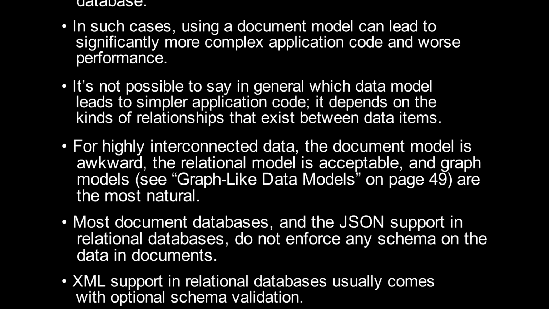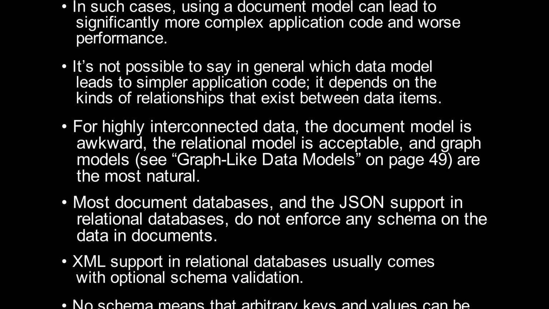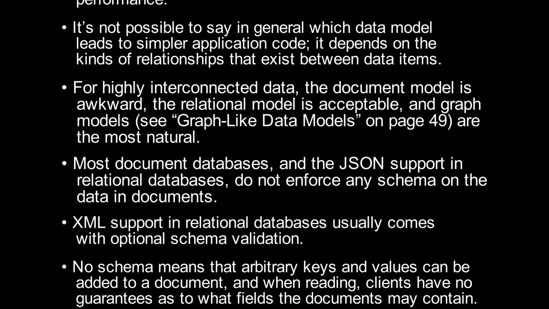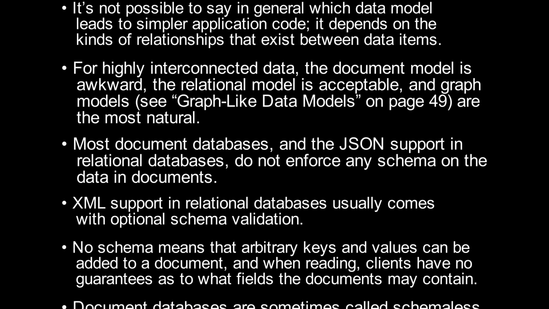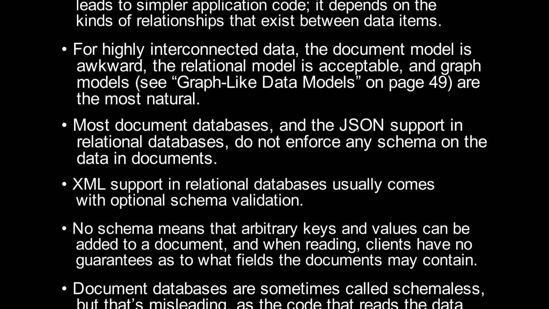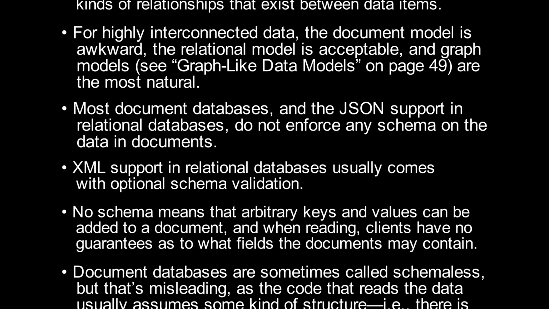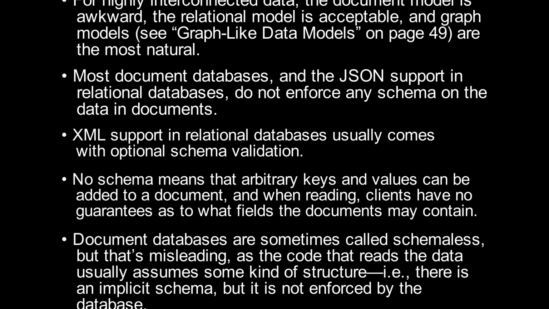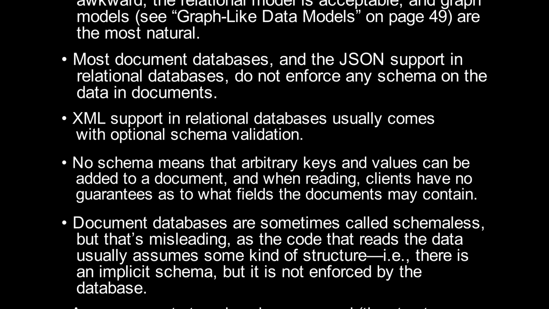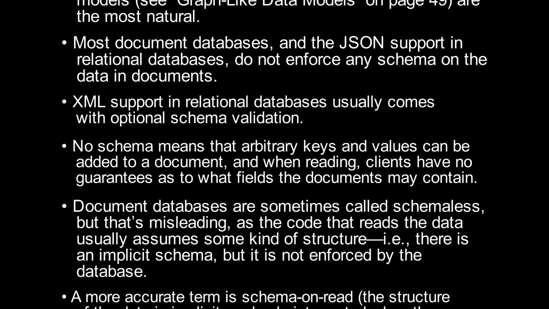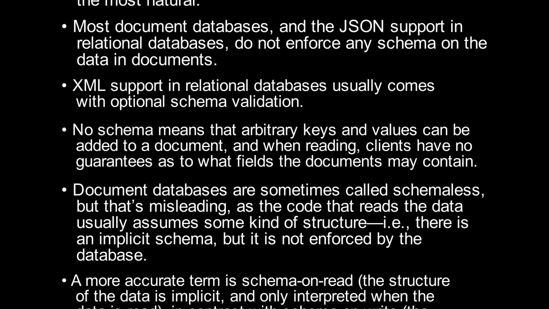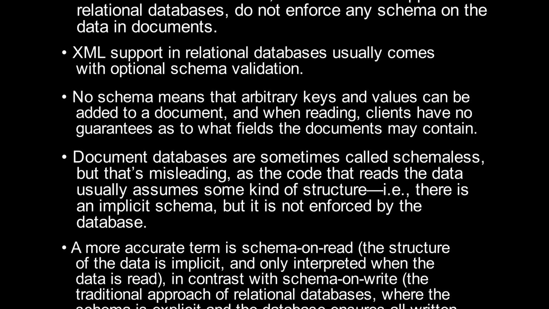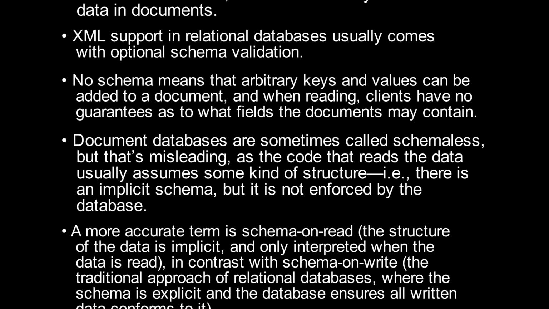Most document databases and the JSON support in relational databases do not enforce any schema on the data in documents. XML support in relational databases usually comes with optional schema validation. No schema means that arbitrary keys and values can be added to a document, and when reading, clients have no guarantees as to what fields the documents may contain. Document databases are sometimes called schemaless, but that's misleading, as the code that reads the data usually assumes some kind of structure, i.e. there's an implicit schema, but it is not enforced by the database. A more accurate term is schema on read.